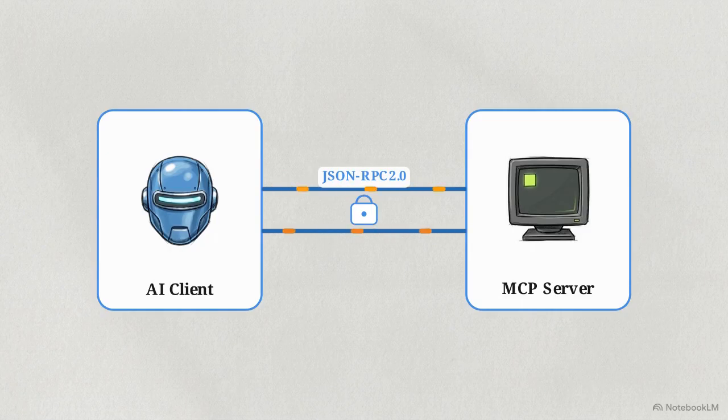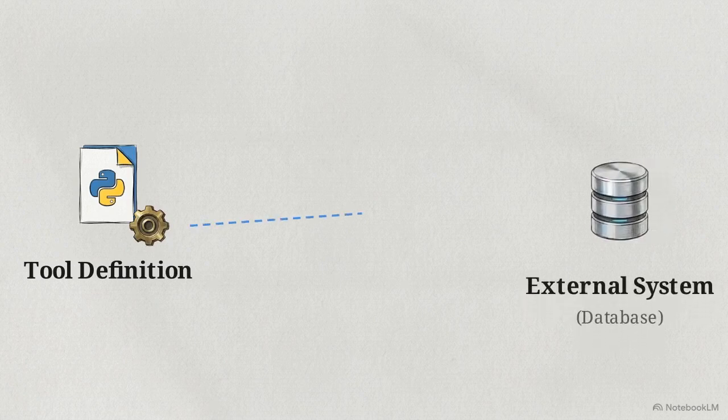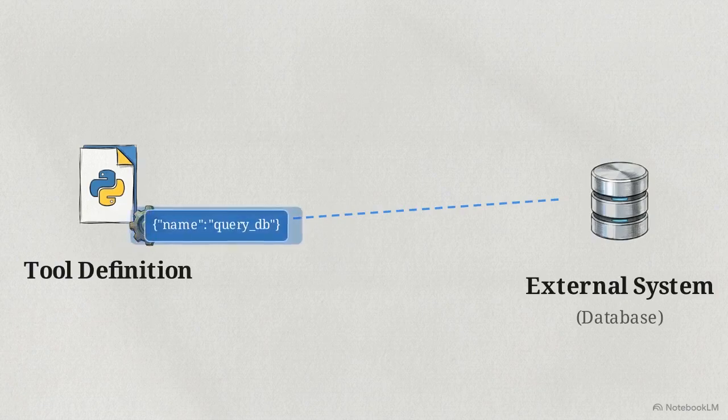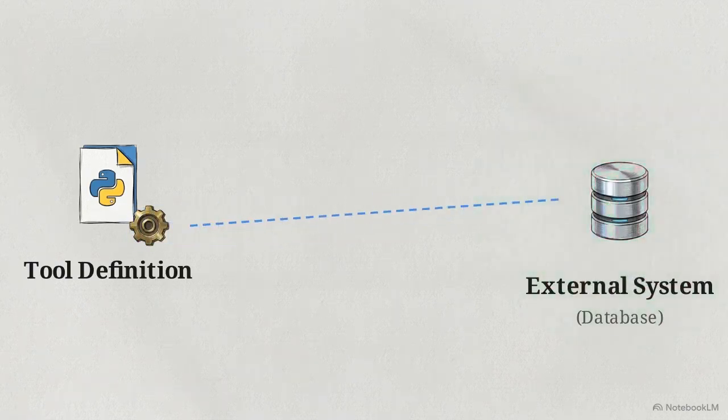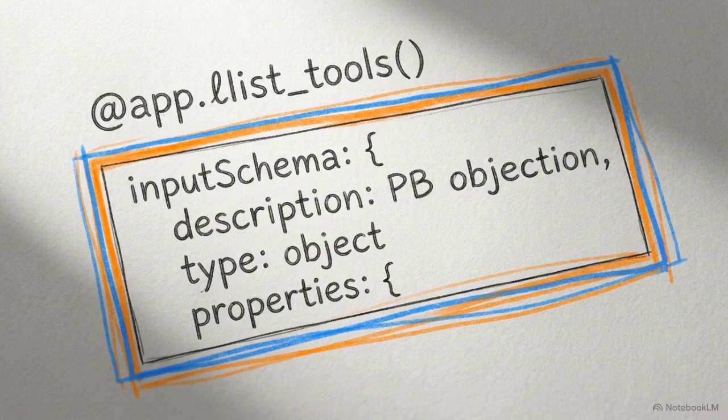The AI and your server can successfully talk to each other, even though we haven't given the AI any specific abilities yet. To make the server useful, we start by defining a tool. A tool is an executable function that lets the AI take a specific action, like writing a file or querying a database. Your server must advertise tools using the @app.list_tools decorator, so the AI knows they exist.